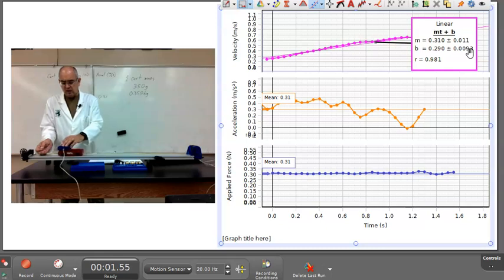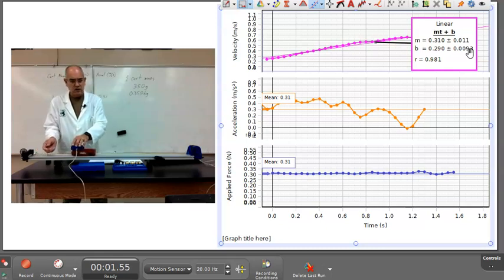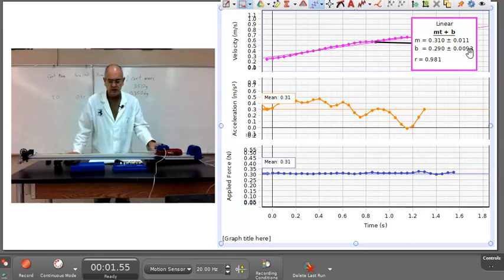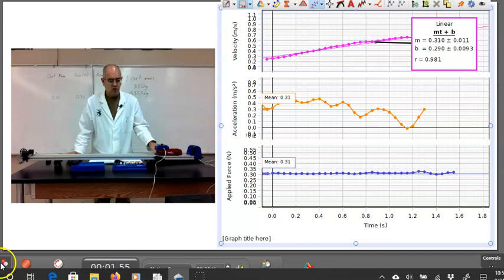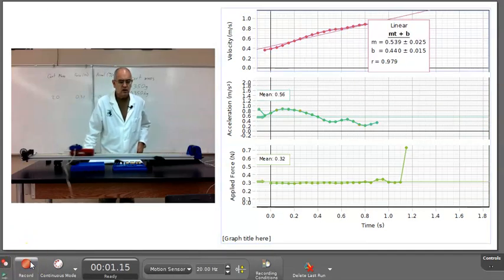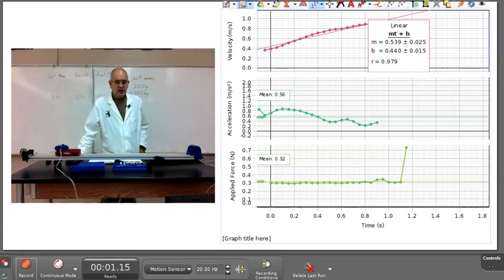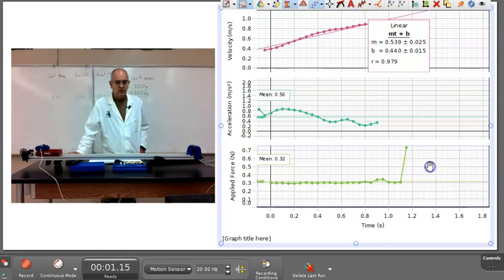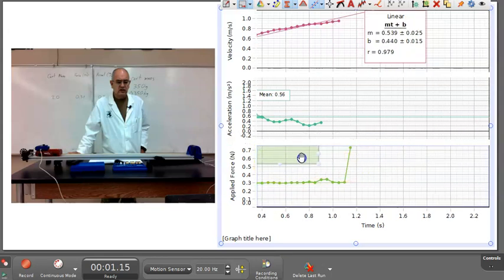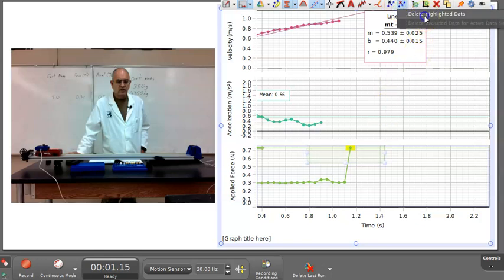So let's go ahead and zero the force sensor. I'll pull this back here. All right, let's go ahead and repeat the experiment. Okay, if I take out that piece of force at the very end, where the cart bounced against the bumper, let's go ahead and get rid of that data there.